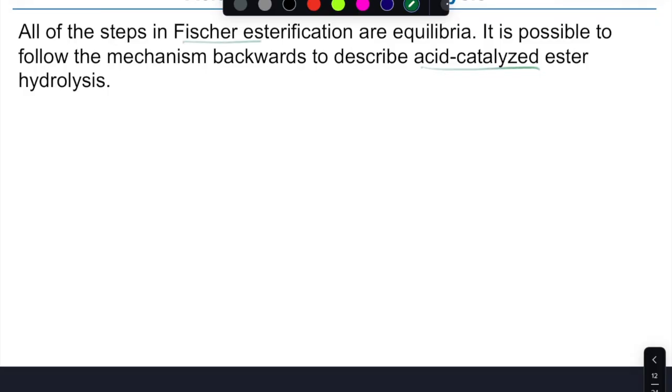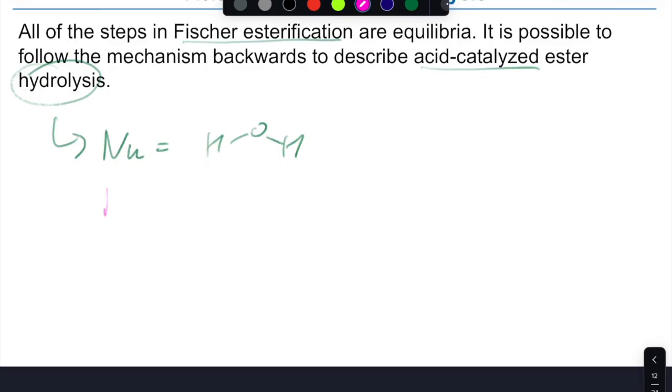We can use the same mechanism for hydrolysis. The only difference with hydrolysis is the nucleophile is now water, where if it's esterification, the nucleophile is ROH. So the similarity you can see is there are still these neutral OH type nucleophiles. We're just changing off. One of them is water, and the other one is our alcohol. But same mechanism.